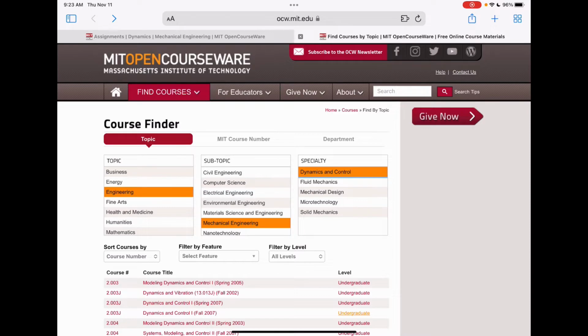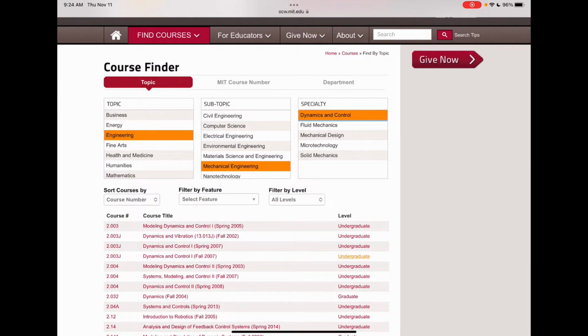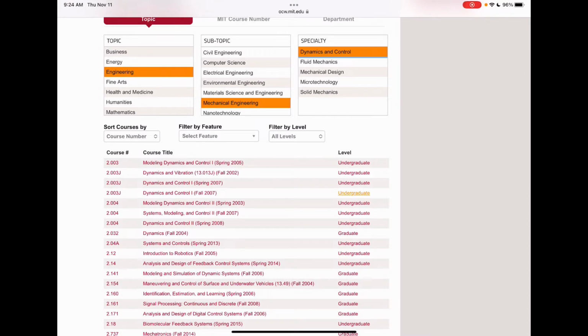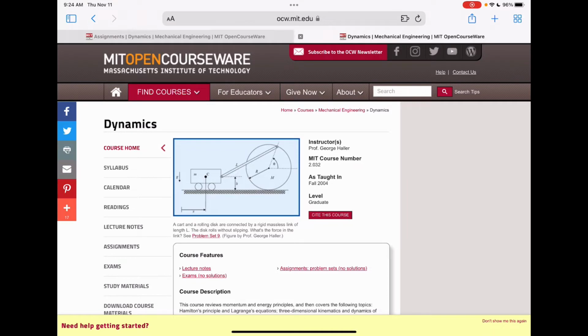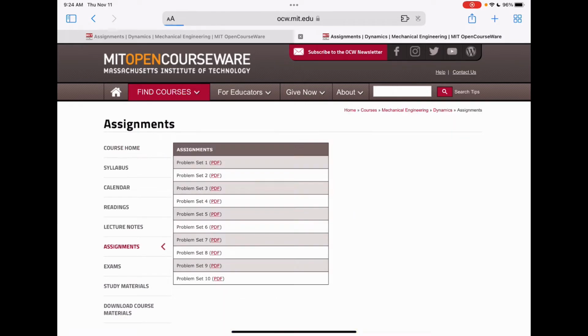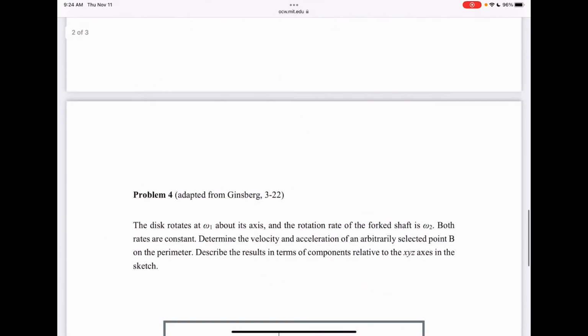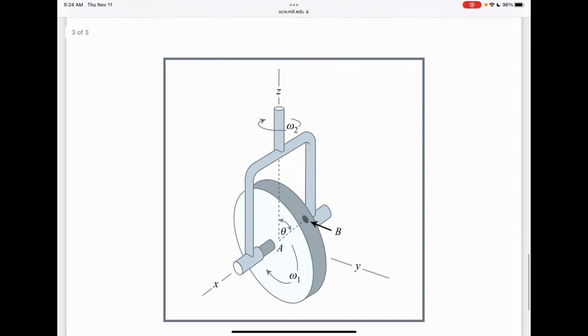So this is the website, MIT OpenCourseWare, Massachusetts Institute of Technology, and I went to their course finder, and I just put in engineering, mechanical engineering, dynamics and control, and I went to fall 2004, view course. MIT records all of their lectures, and they provide assignments and old exams and stuff like that to the public. I guess for the greater good, and so we're gonna use it. So I went to assignments on this left tab, problem set 2, and it's somewhere here. There it is. So this is where I got the problem from.